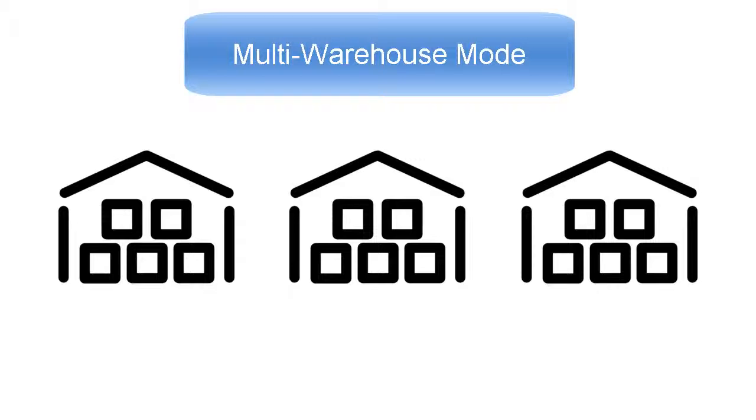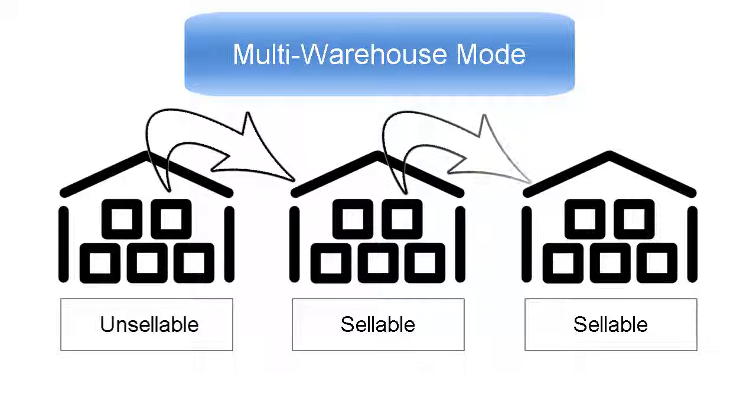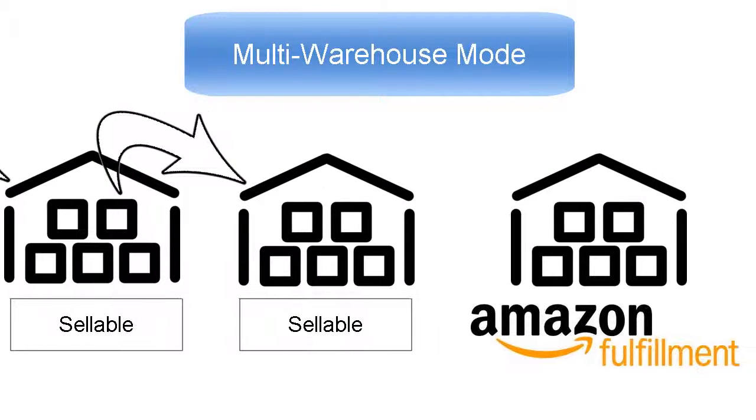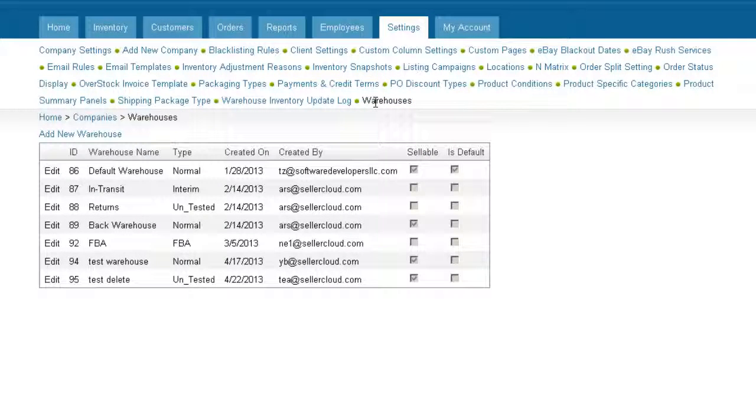You can also designate specific warehouses to be sellable or unsellable. You can transfer inventory between warehouses, and the multi-warehouse mode also allows you to ship via FBA. When working in the multi-warehouse mode, your warehouses can be set up under the Settings tab by clicking on Warehouses. On the Warehouse page, click Add New Warehouse.